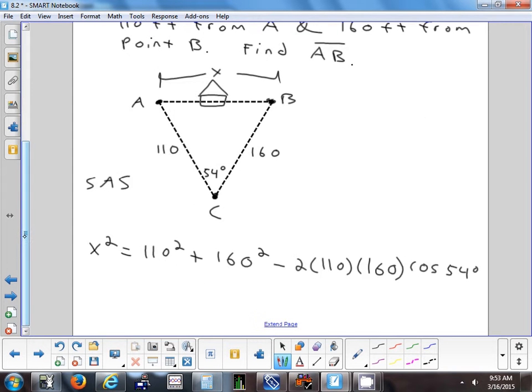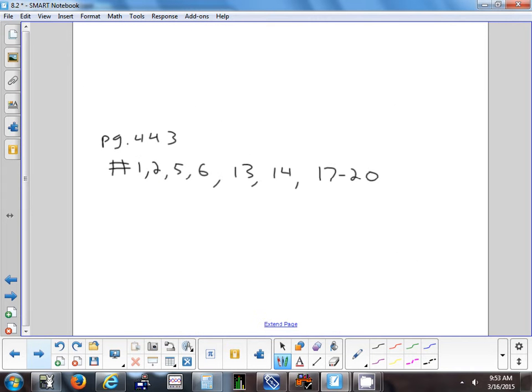When you're given a word problem, like always, try to make a triangle out of it, and it'll either be side angle side or side side side in tonight's homework. That one we're going to skip over for now. I'll show you how you can use the law of cosines to find where two lines cross. Not an overly important application, so if you get stuck on that one, don't worry about it. In fact, I don't even think I gave you one of those in the homework. So on 443, it's 1, 2, 5, 6, 13, 14, and 17 through 20.